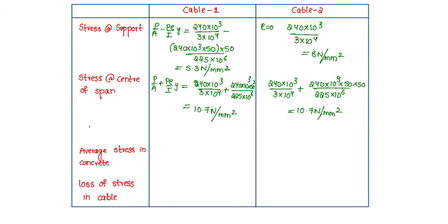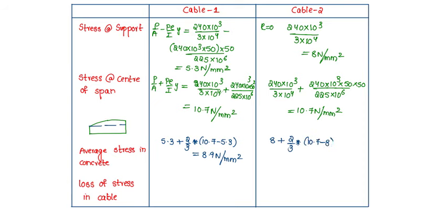Average stress at supports has some value and at midspan it has some value. In between it is varying parabolically. So the average stress here will be the 5.3 at supports plus 2/3 of difference, that is 10.7 minus 5.3, which is equal to 8.9 Newton per mm square. Whereas here it is 8 plus 2/3 of 10.7 minus 8, which is equal to 9.8 Newton per mm square.